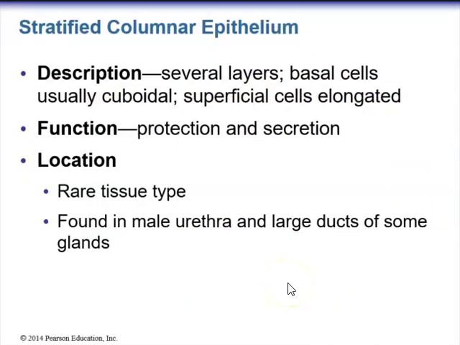Now, stratified columnar epithelium is actually pretty rare. We don't see a lot of this within the body. It is composed of several layers of columnar cells. We know the basal cells are usually cuboidal in shape, whereas the superficial cells are more elongated and show that column-like shape. The function of stratified columnar epithelium includes protection as well as secretion. Again, it is a very rare tissue type. We can find this type of epithelium in the male urethra as well as the large ducts of some glands.